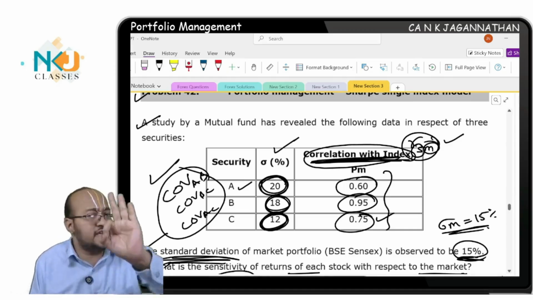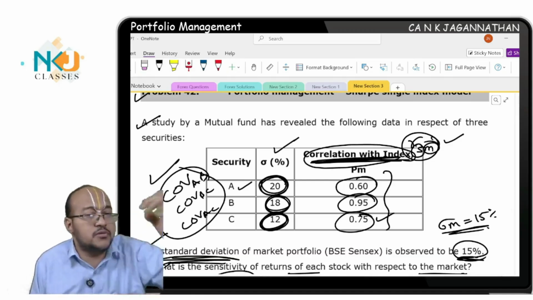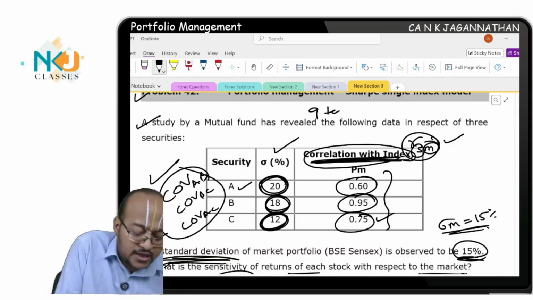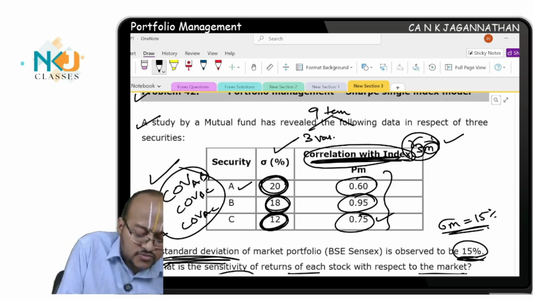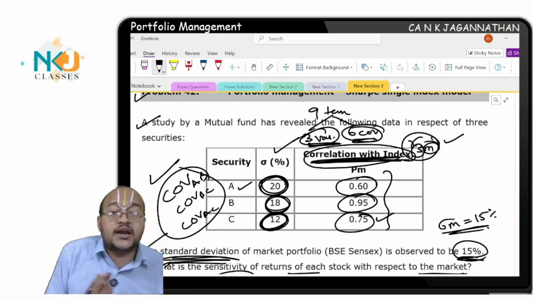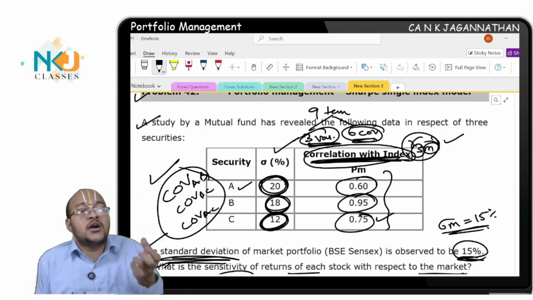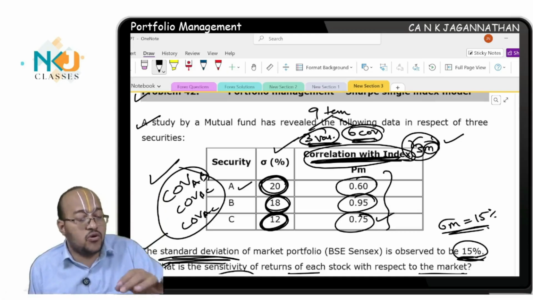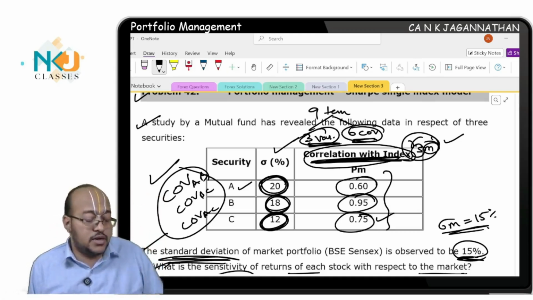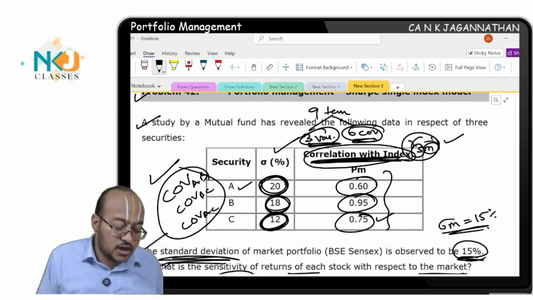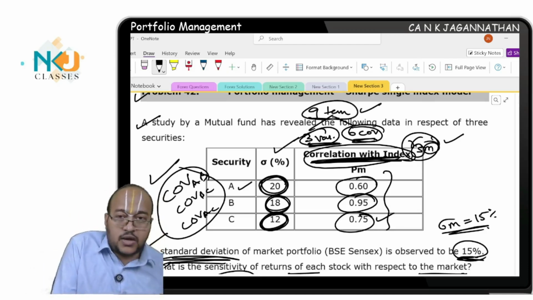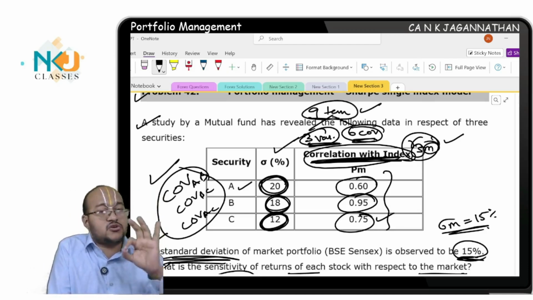This is a 3 security portfolio. First point: how many total terms will there be? 9 terms will be there. I told you, out of the 9 terms, 3 variance terms and 6 covariance terms will be there. Agreed? First point, where I discussed it, in the first lecture. This is why basic concepts are very important. If you have not gone through that lecture, please go and listen and make your basics strong.